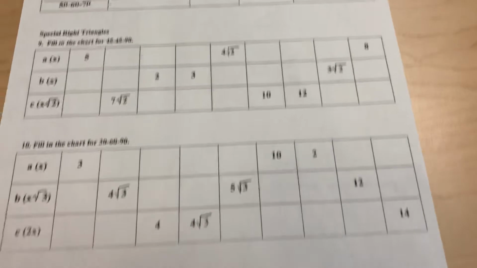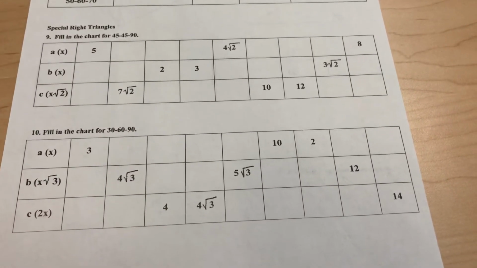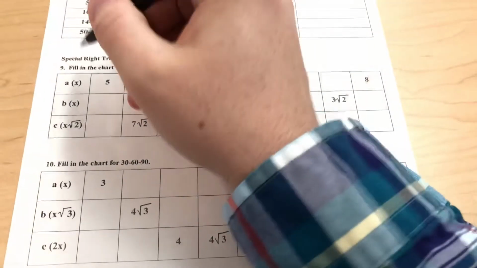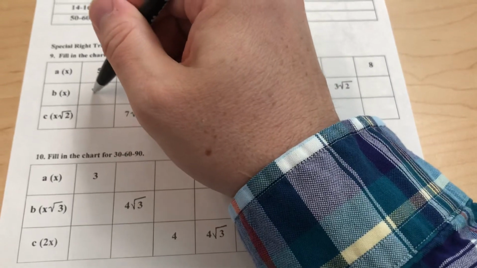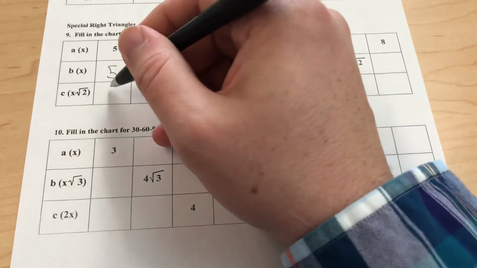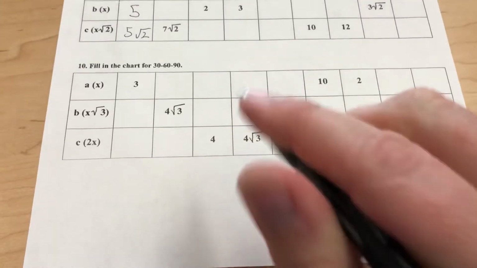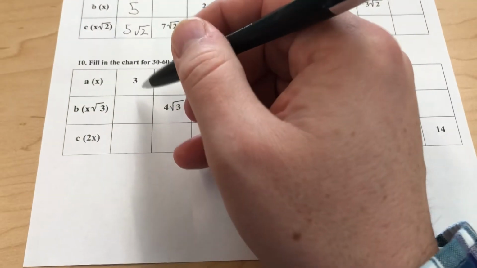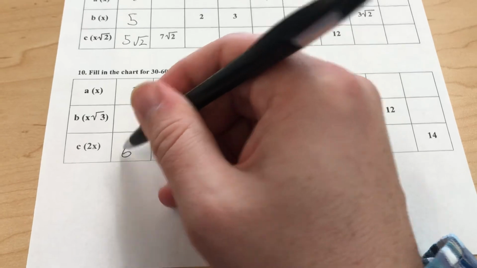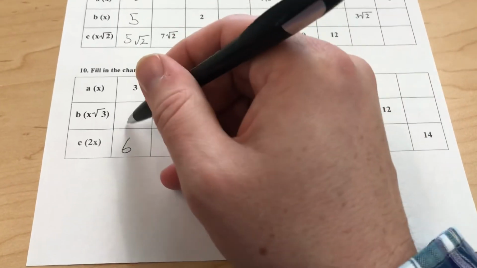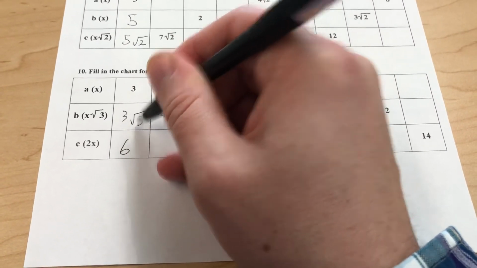Down here, the 45, 45, 90, and 30, 60, 90 triangles. If both of the sides are the same on the 45, 45, 90, the hypotenuse is the number times the square root of 2. On the 30, 60, 90, we have the short side. The hypotenuse is double that, and the long side is the short side times the square root of 3.